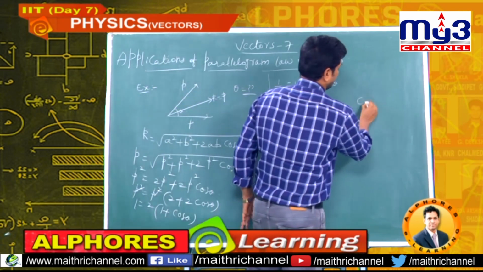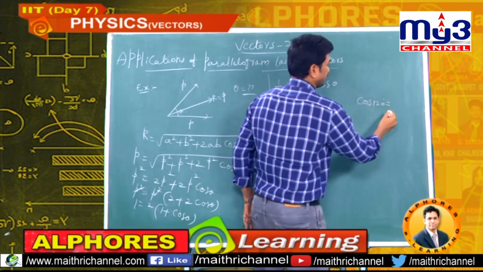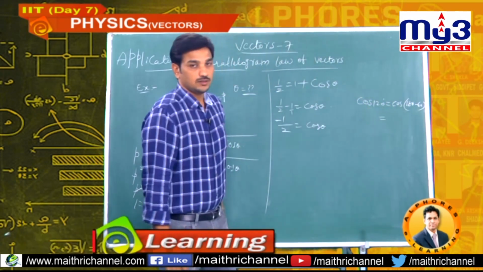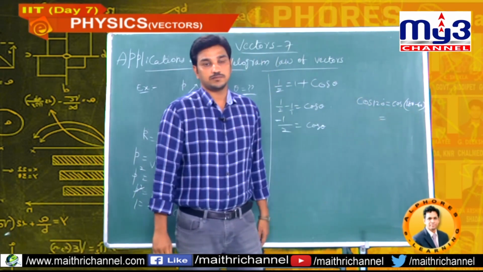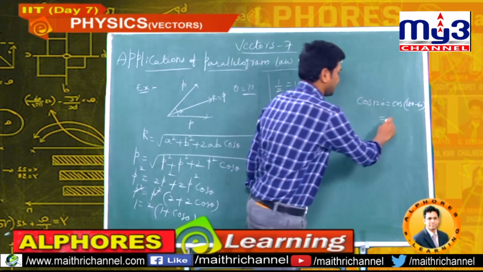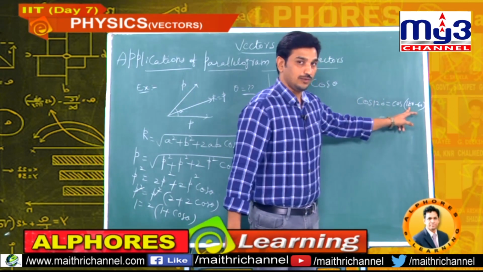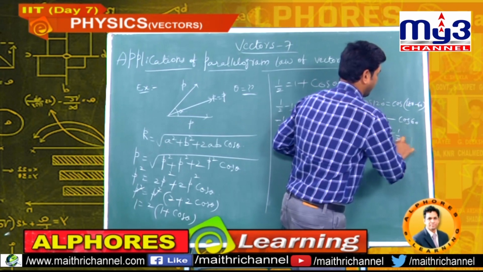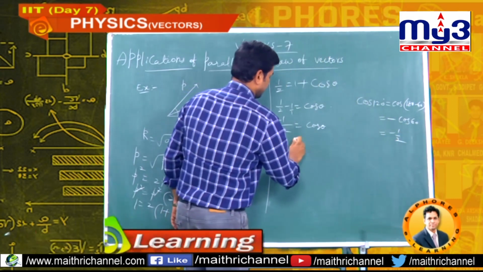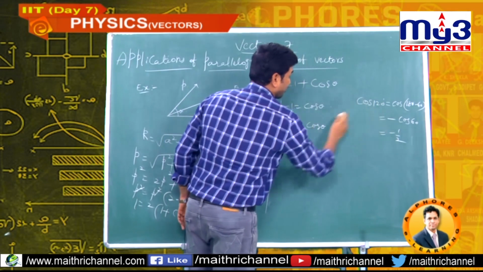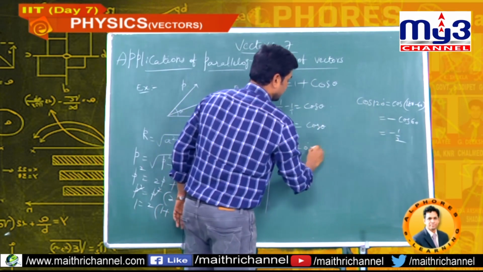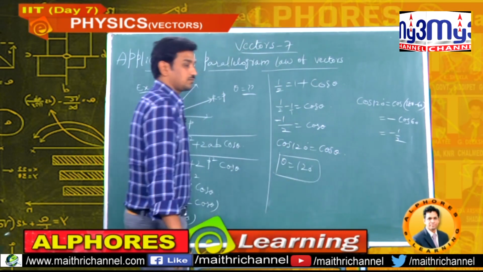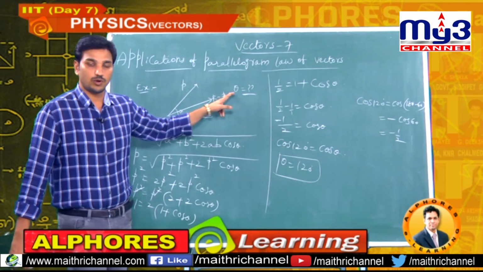How? Cos 120 degrees is equal to cos of 180 minus 60. In 180 minus angle, the second quadrant, cos is negative, so we get cos 60 as minus 1 by 2. So now here minus 1 by 2 I replace with cos 120, which is equal to cos theta. Now what is the theta value? 120 degrees. What is our answer? Theta is equal to 120 degrees.